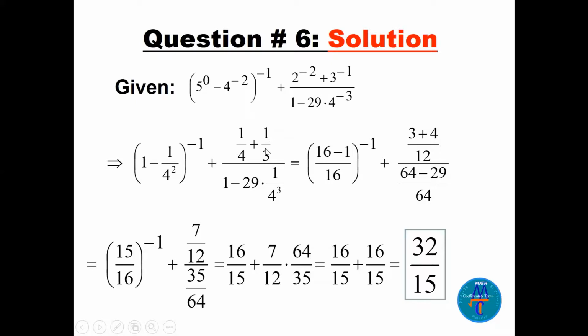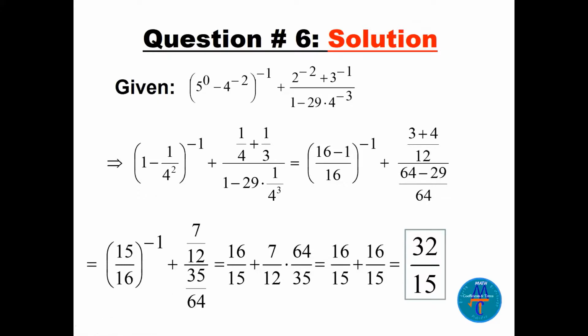Now, here we have the LCD 12. Multiply by 3 and by 4 up and down. That's easy. 7 over 12 on the numerator here. So we leave it 7 over 12. Now here, let's see. 1 minus 29 over 4 power 3, which is 64. So this one can be written as 64 over 64. So it will be 64 minus 29 over 64, which is 35 over 64.